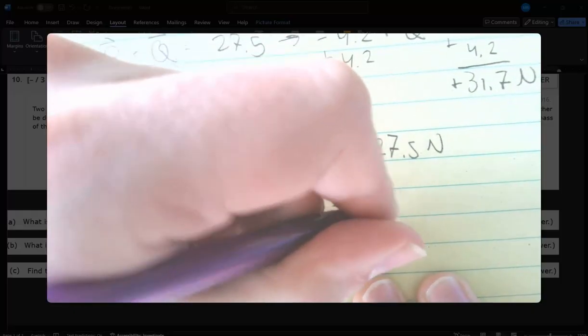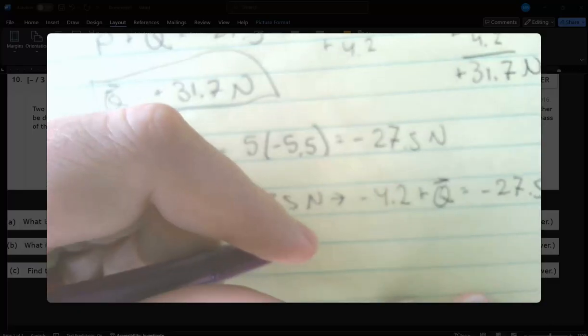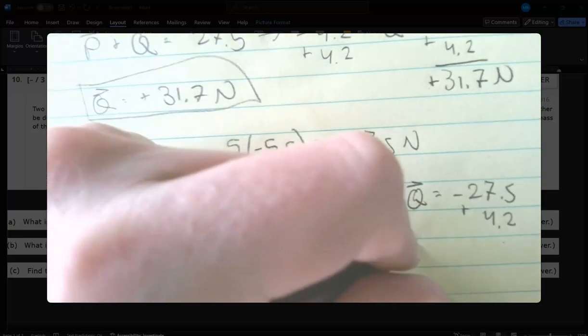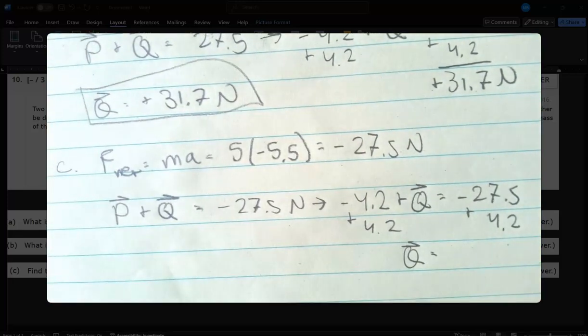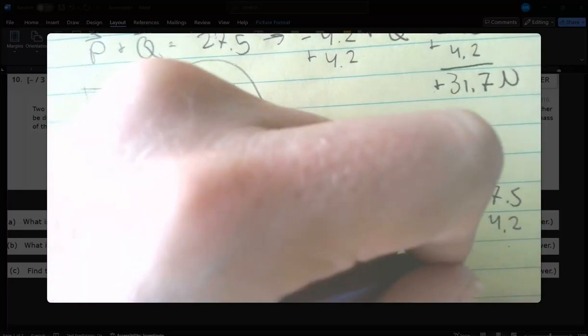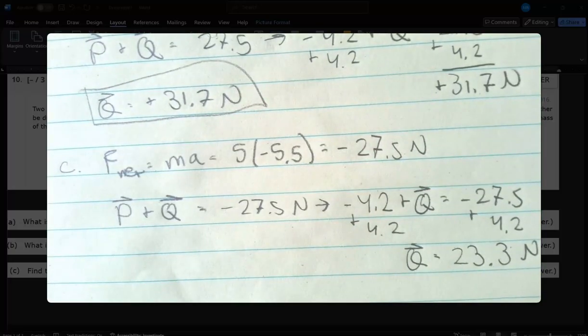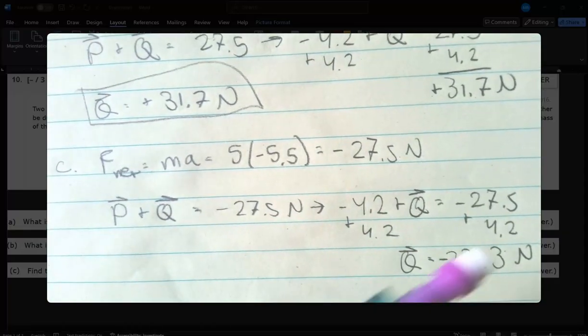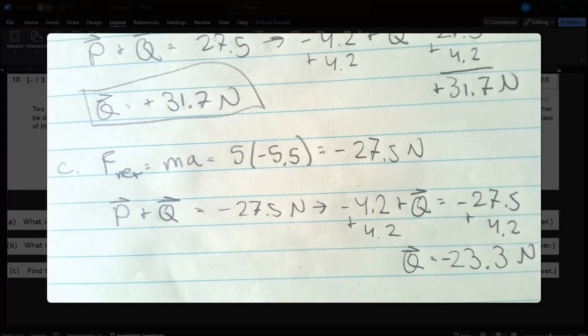P is negative 4.2, so negative 4.2 plus Q equals negative 27.5. Again, we're going to add 4.2 to each side. So Q equals 23.3 newtons, and it would end up being negative 23.3 newtons, since 27.5 is bigger than 4.2.